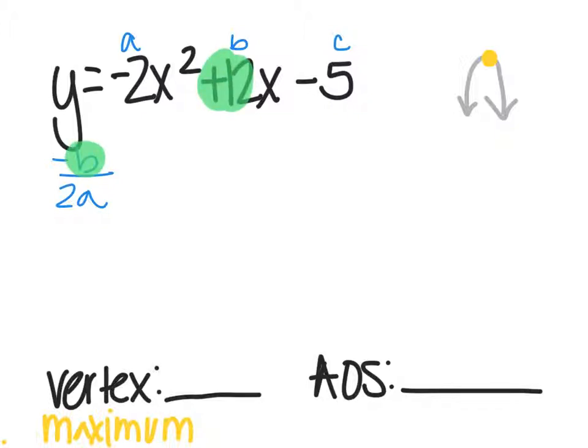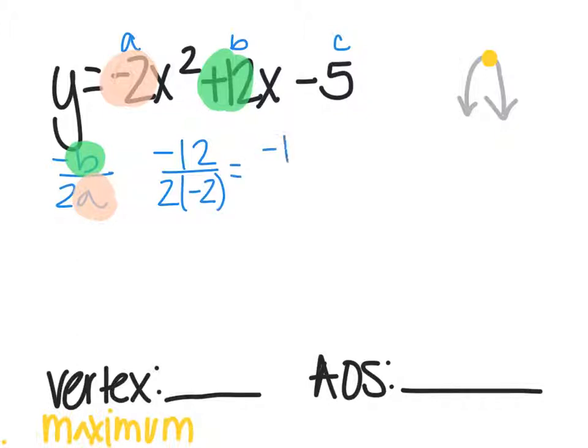So I'm going to rewrite this formula as negative 12, because remember this negative sign that's here means I'm going to do the opposite. So negative b means the opposite of b. b was positive 12, so in the formula it's negative 12, divided by 2. This 2 is always in the formula. And then for a, I'm going to plug in negative 2.